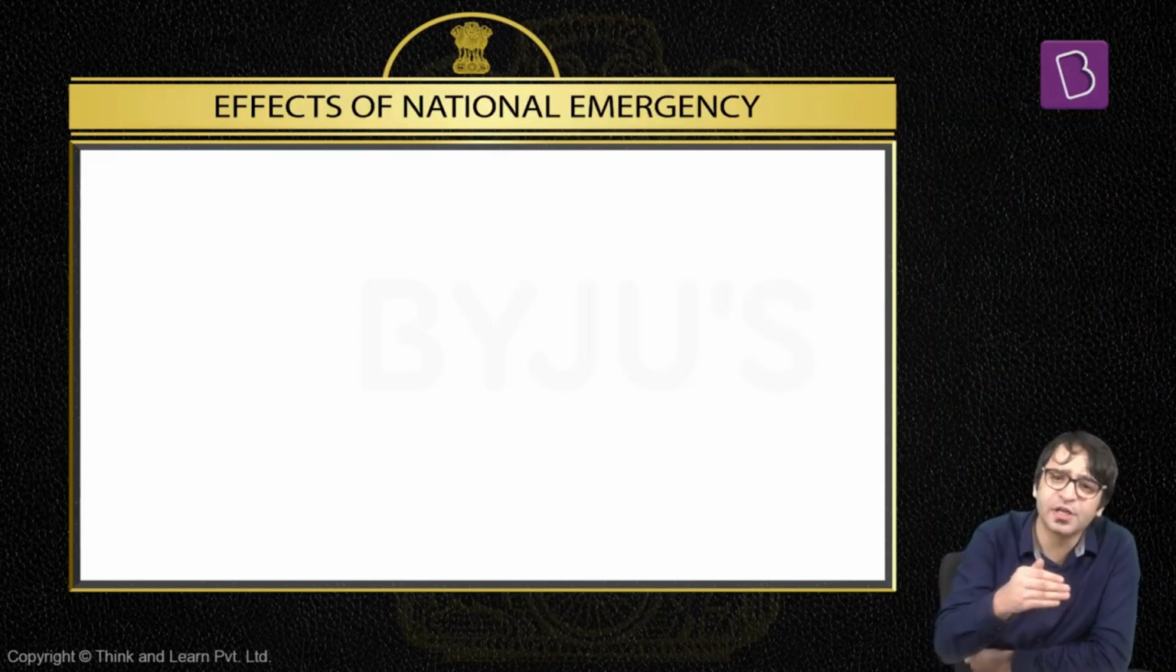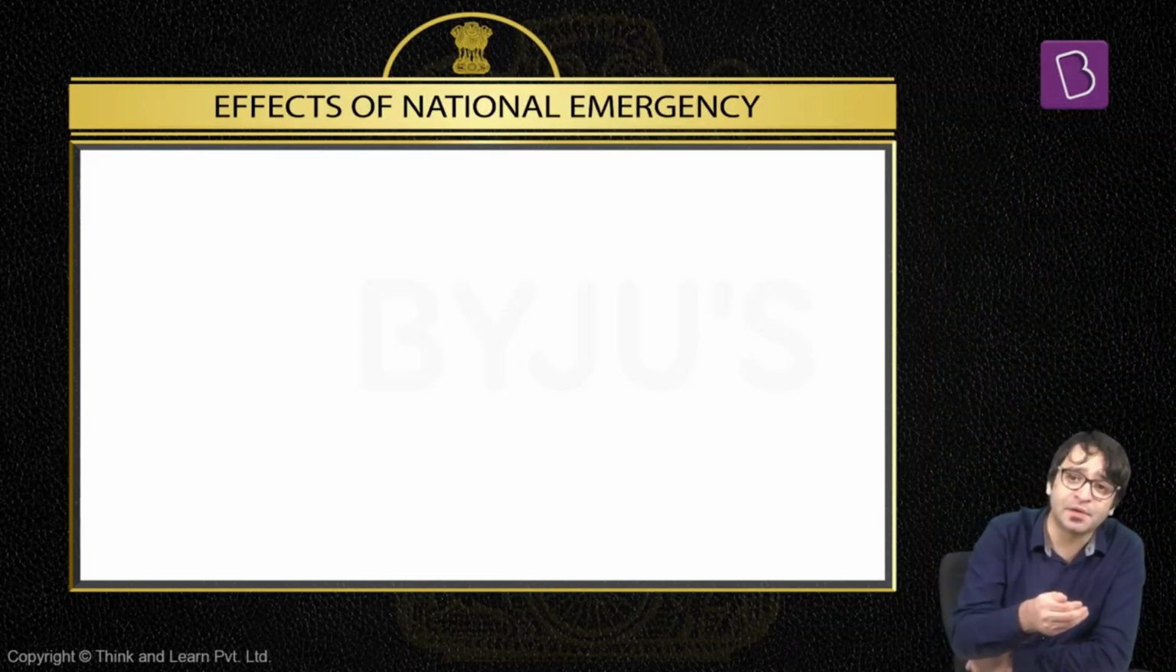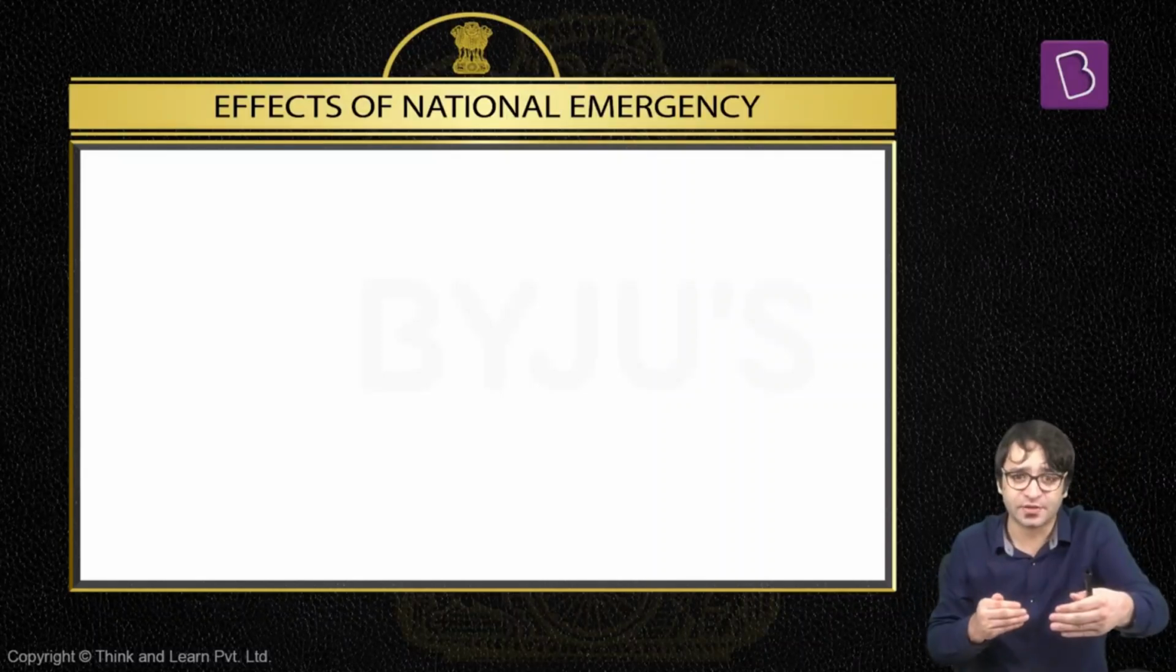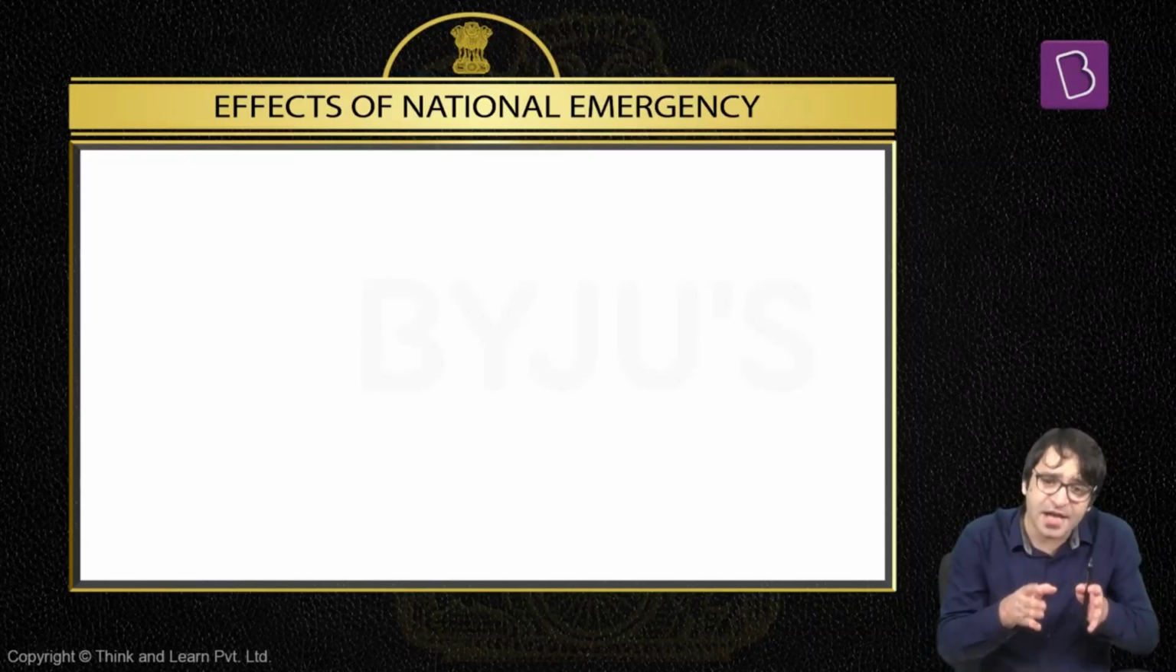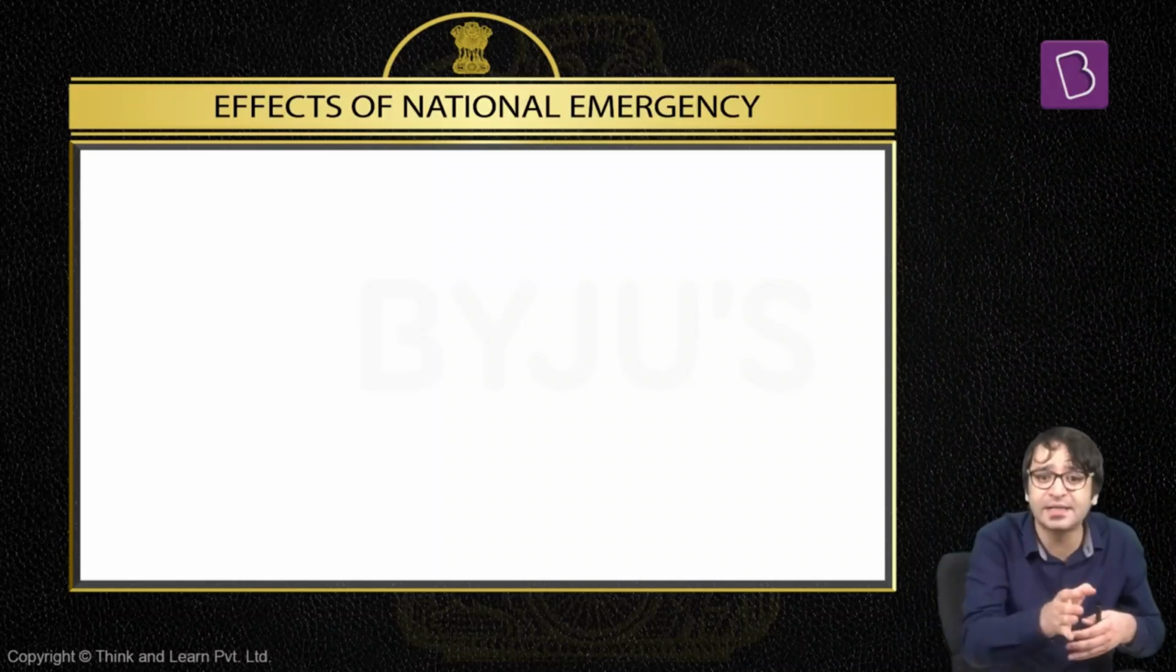How can it be imposed? What is the validity of this national emergency? How can it be revoked? But this national emergency has an impact on center-state relations, on the state executive, on the state legislature, and on financial relations as well. It also has an impact on the life of Lok Sabha and legislative assemblies. Their life is extended 1 year at a time without any upper limit.